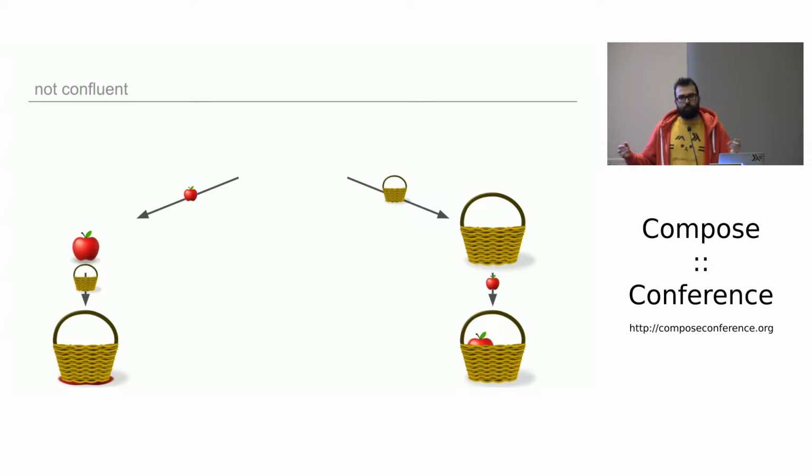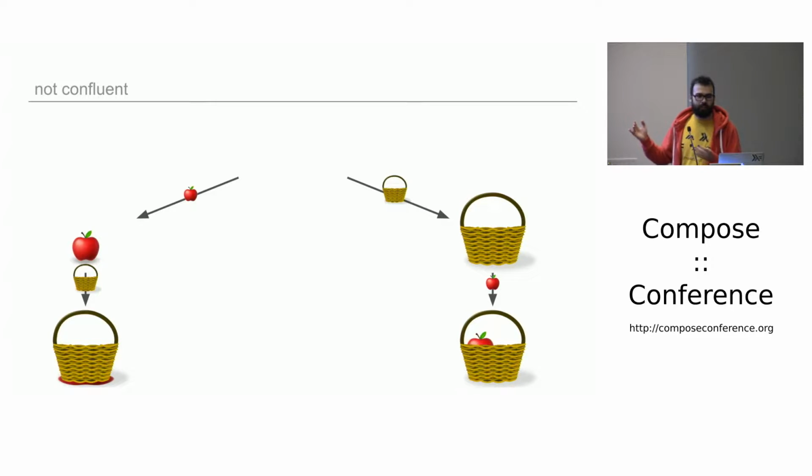Here's an example in which we don't have confluence. So if instead of starting with an empty basket, I start with an empty table, and then I have the choice of either putting the fruits on the table first and then squishing them with the basket, then I end up with squished fruits. But that's fine. I'm not bothered by the squished fruits.